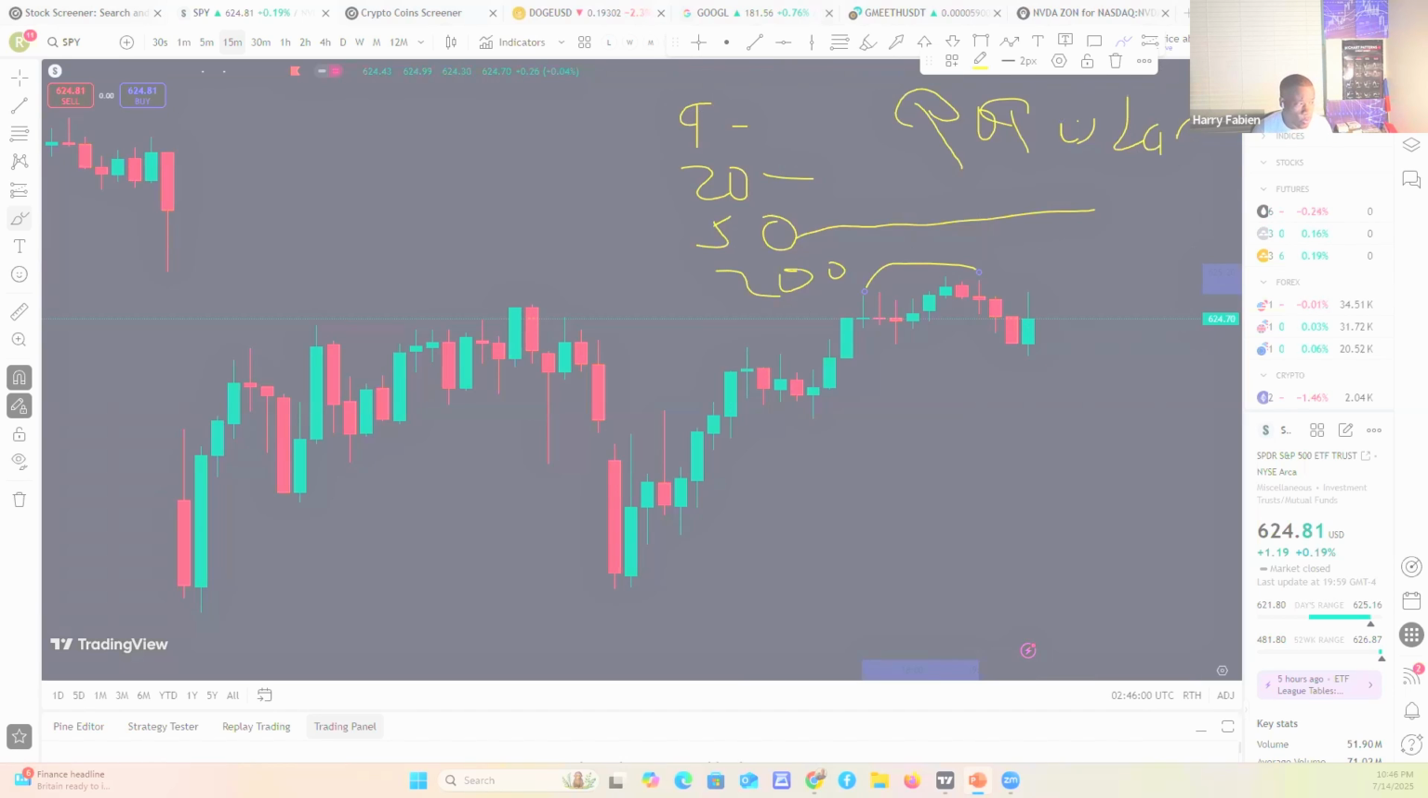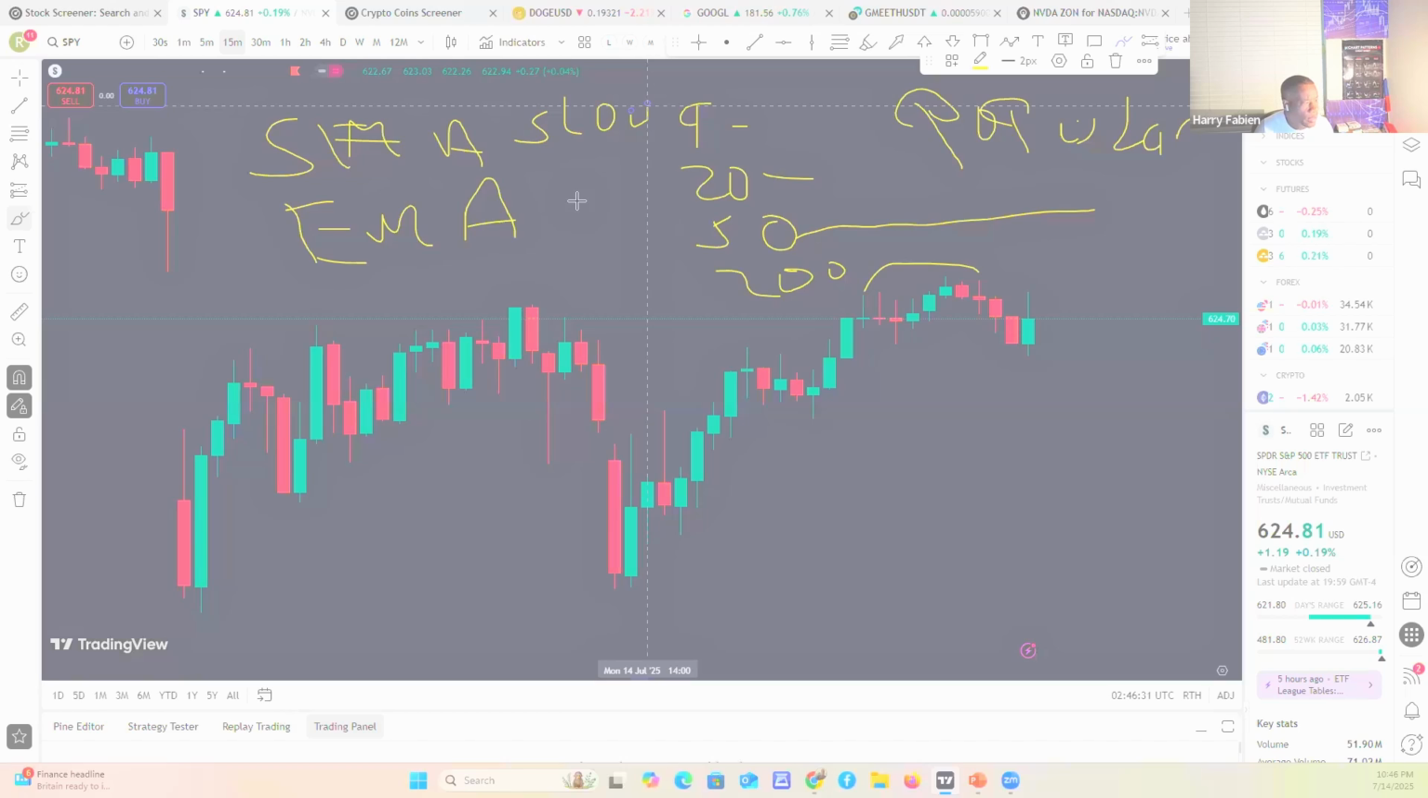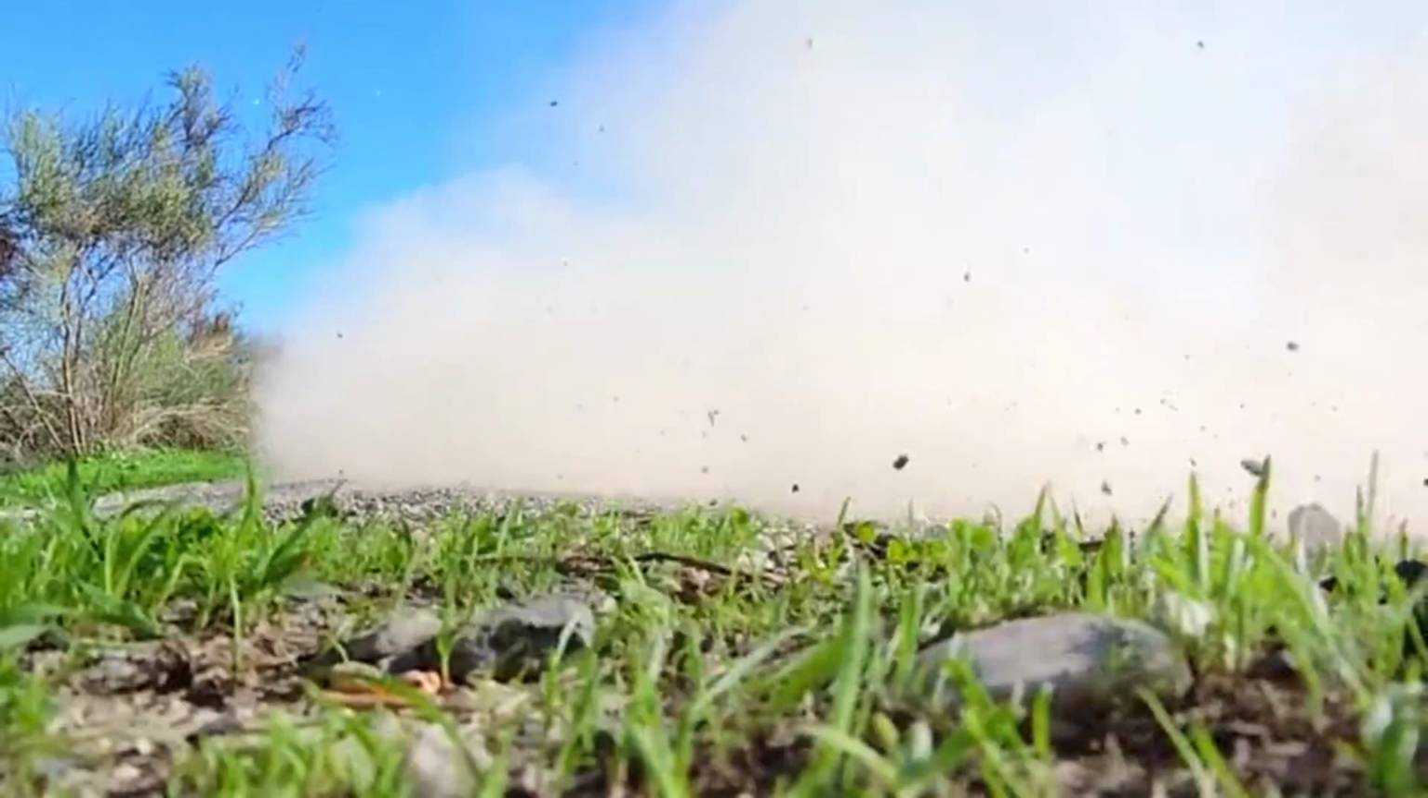So you see the two types of moving average, as I told you: the SMA, the simple moving average, which is very slow, and the EMA, the exponential moving average, which is fast.